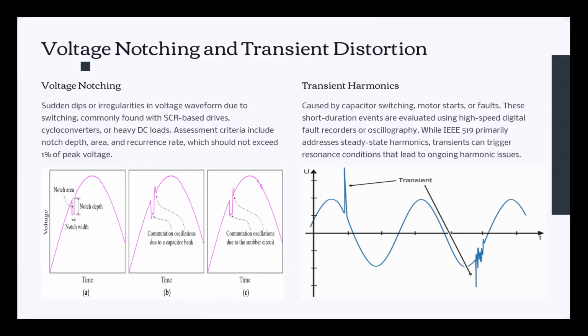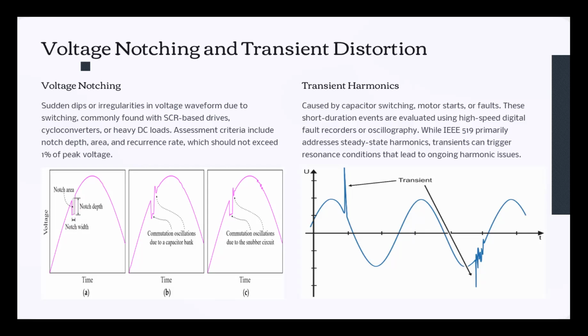Now, transient distortion basically refers to short duration, very sudden changes in the voltage. It's normally caused by capacitor switching, motor starting, or system faults. So it's very fast and can excite resonance in the system. And also, as you can imagine, it introduces harmonics into our system. Transient harmonics are typically measured using high-speed digital fault recorders, so that those transient events are captured.